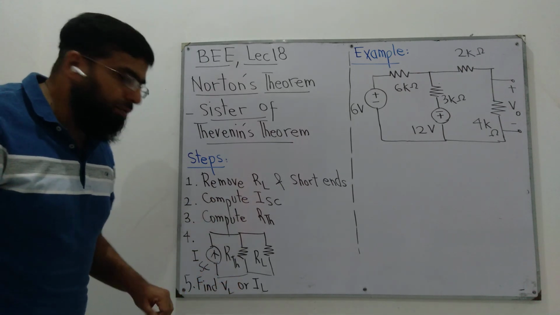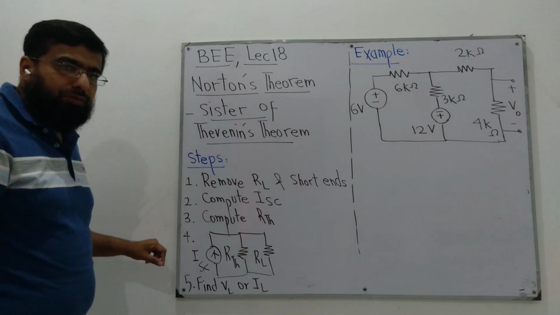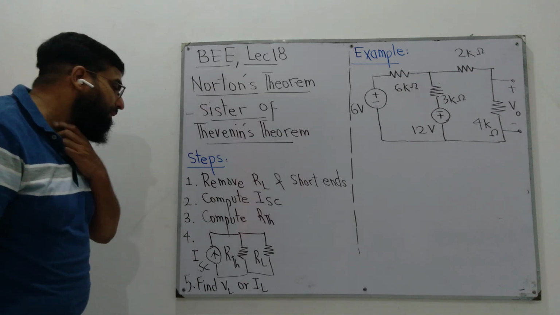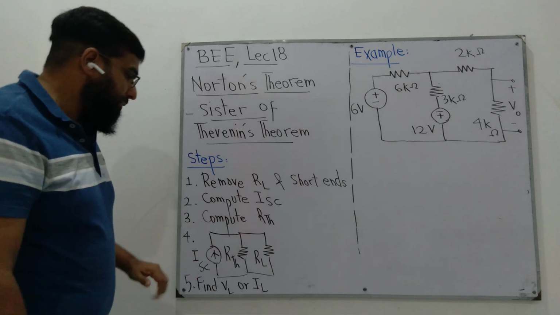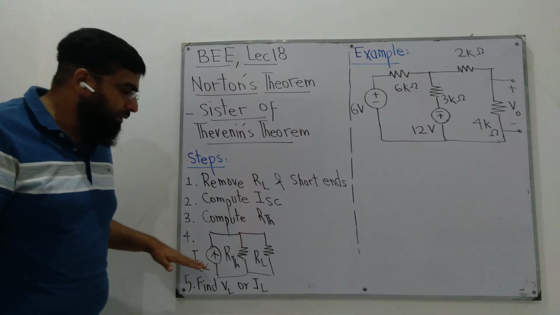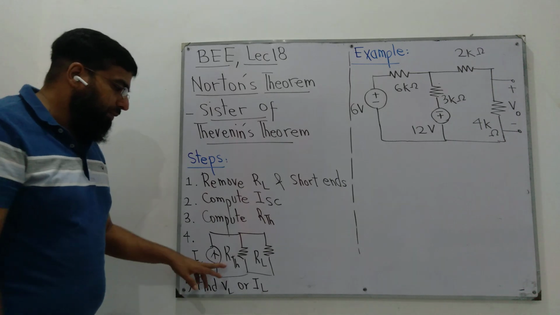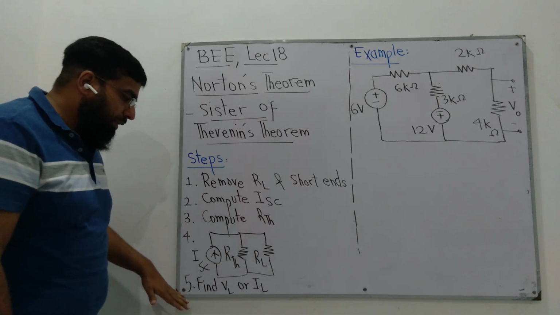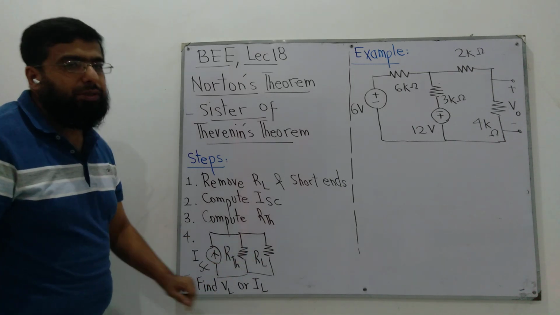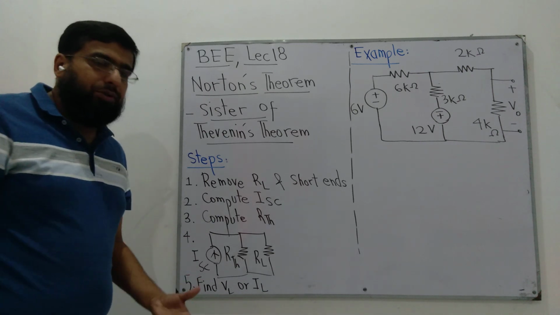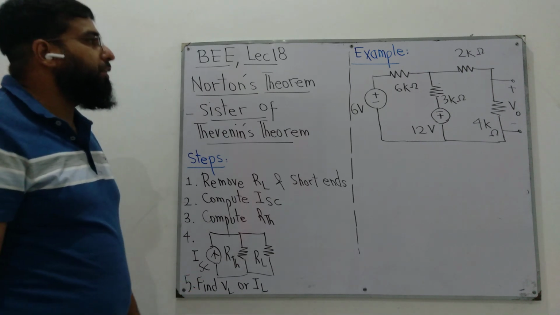In Thevenin's equivalent, it was a voltage source with the open circuit voltage, and R Thevenin was in series with it. Here we have a current source in parallel with the same R Thevenin, and then RL in parallel with R Thevenin. And then finally, we find our desired quantity, voltage across the load or current through the load.